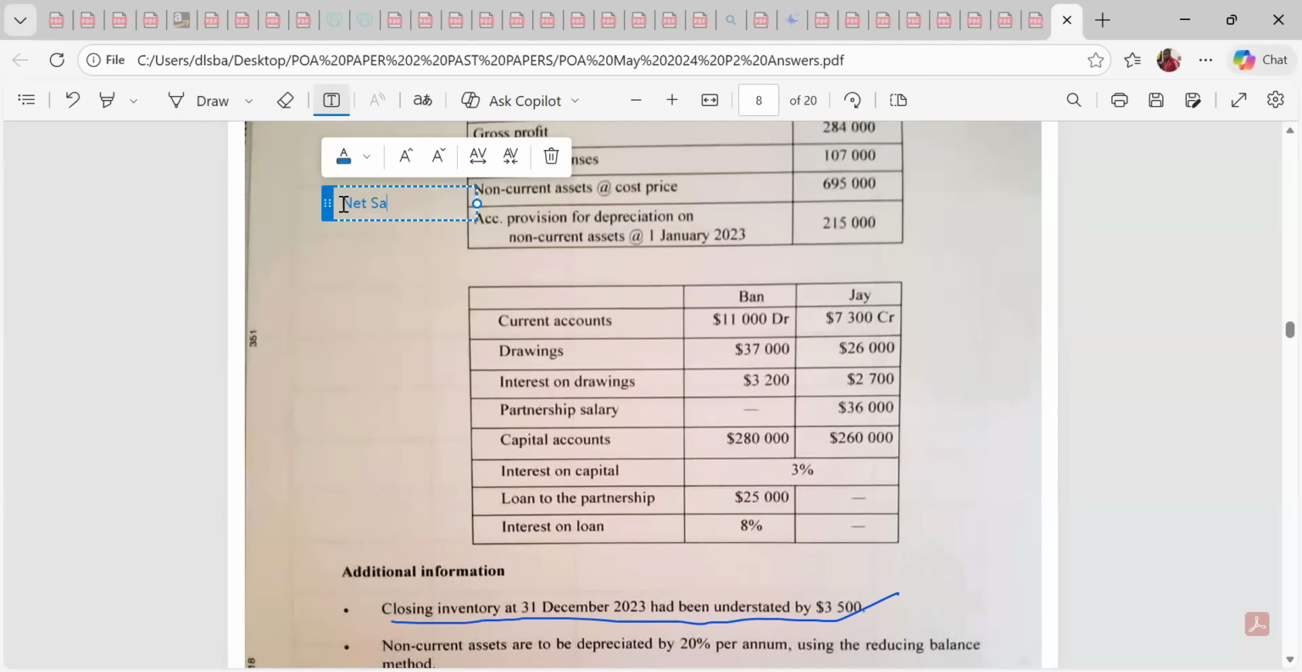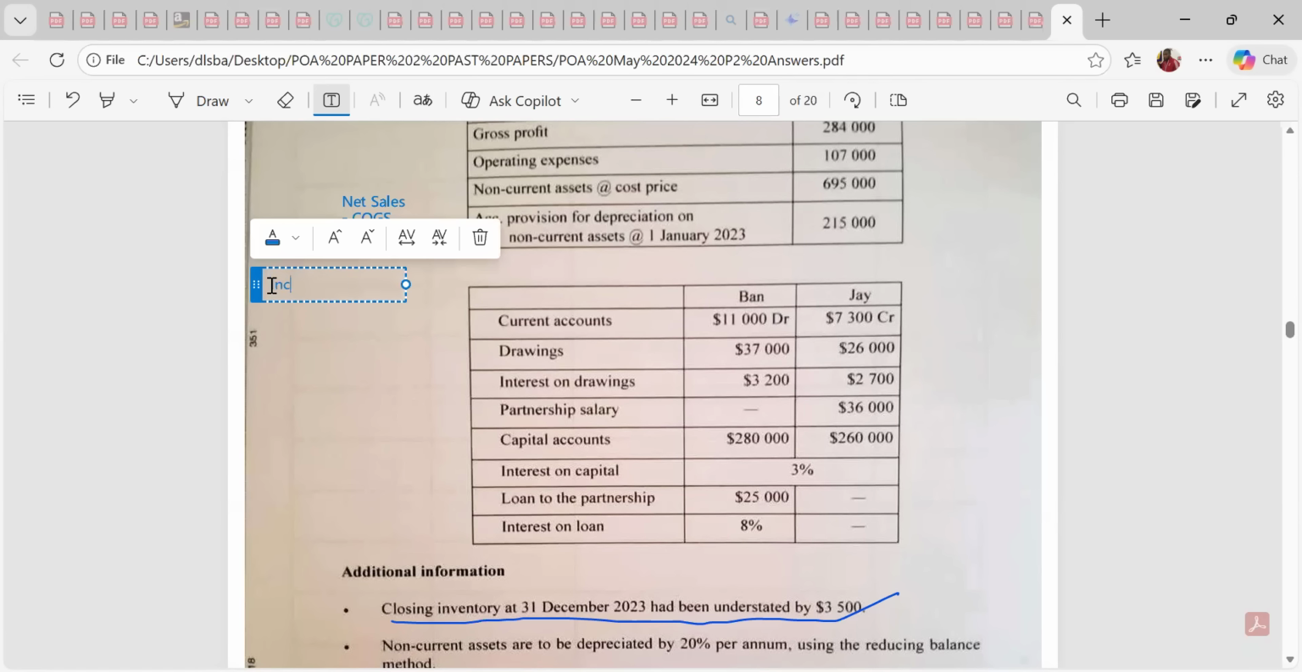Net sales minus cost of goods sold is equal to gross profit. Right? Everybody agree with that so far? Which means the bigger the cost of goods sold, the smaller the gross profit. The bigger the cost of goods sold, the more you're subtracting. So that means the smaller the gross profit. Increase in cost of goods sold equals decrease in gross profit. And vice versa is the same. Decrease in cost of goods sold is equal to an increase in gross profit.